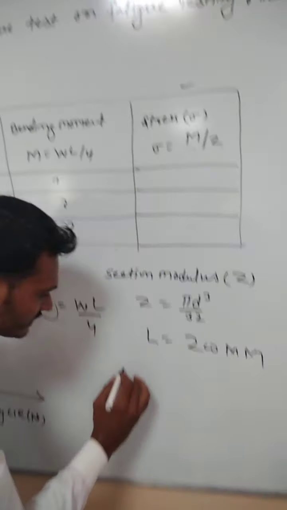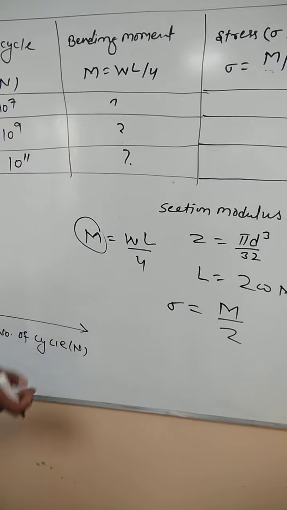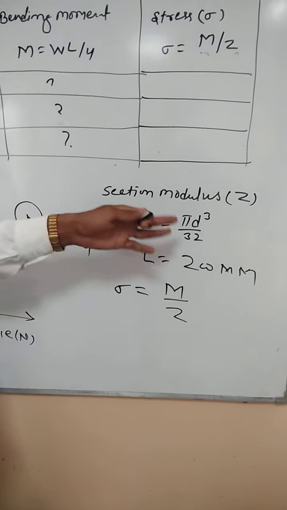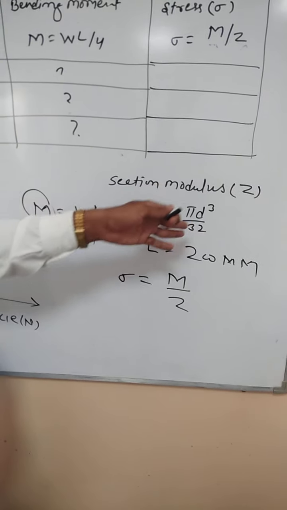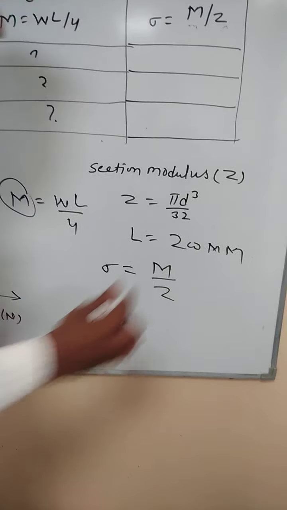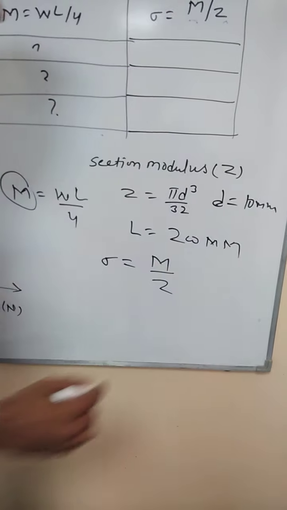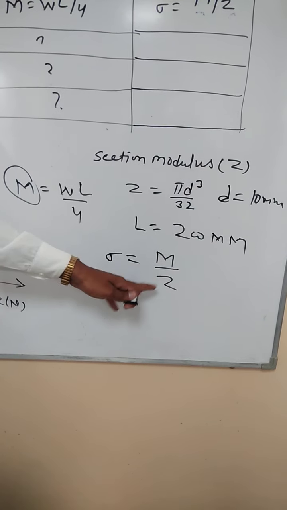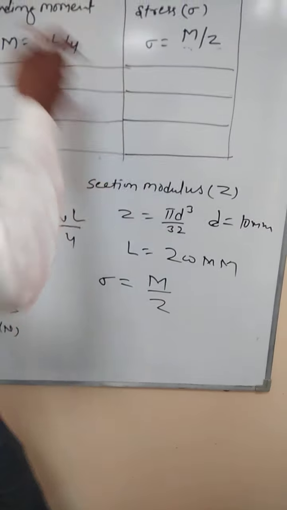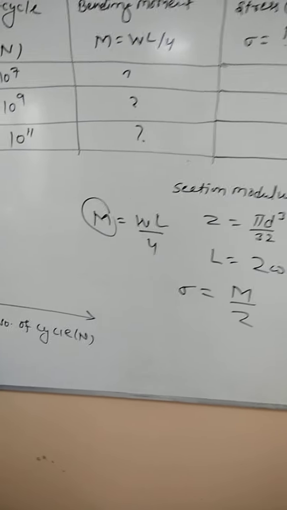The formula is sigma equals M by Z. M is already calculated by us. M is the bending moment and Z is the section modulus. In the case of a circular bar, the section modulus is Z equals pi d cubed upon 32. D is the diameter of the circular bar. Take it as 10 mm. Calculate the section modulus, put the value in M by Z and calculate the bending stress. Take the average of 3 values and finally draw the graph.